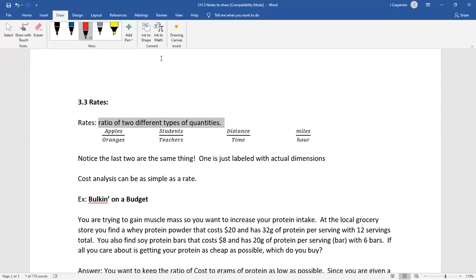So when we talk about rates in the classroom, we're going to talk about them being different units, comparing apples to oranges, comparing students to teachers, comparing distance to time, comparing miles to hours, comparing feet to seconds, comparing kilometers to days. And all of those last 3 or 4 that I said are actually the same thing. It's just that one I labeled with actual dimensions and the other I labeled with their literal quantities. So distance and time would be the actual quantity types, whereas miles per hour or feet per second or kilometers per day, those would be labeled with units. Now, it doesn't matter how you label them as long as you give them an accurate label that you can use and repeat accurately.